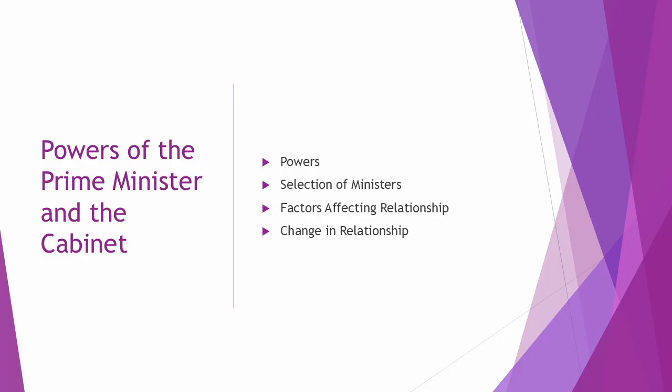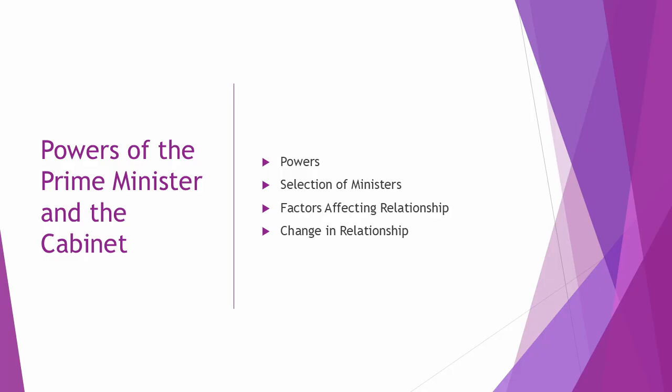An example of one of these factors affecting the relationship between the cabinet and the Prime Minister is when Margaret Thatcher's leadership was undermined in 1990 by cabinet resignations and internal opposition over the poll tax, leading to her resignation.